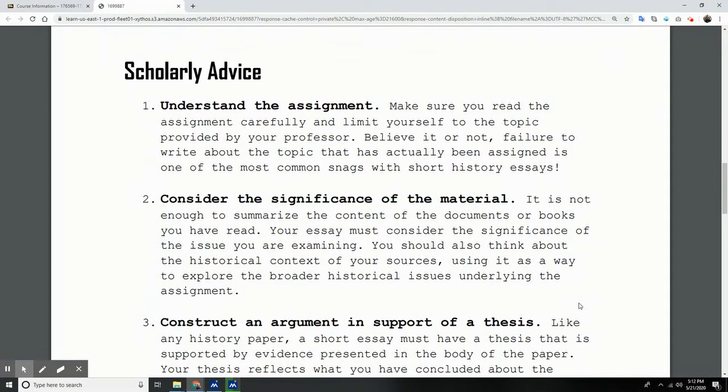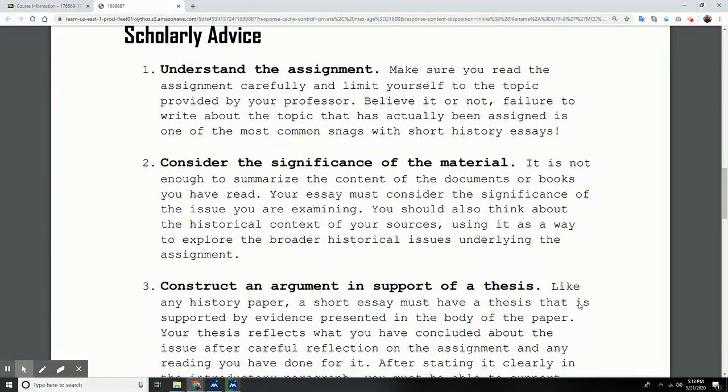So scholarly advice, for this class and the next. Just understand the assignment. Make sure you read the assignment carefully and limit yourself to the topic provided by your professor, which is me. A lot of times when people are given prompts of what they should write, they just go on a tangent of what they think they want to write about. Make sure you answer the question.